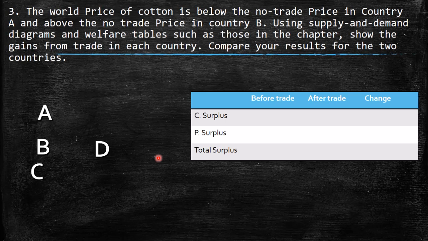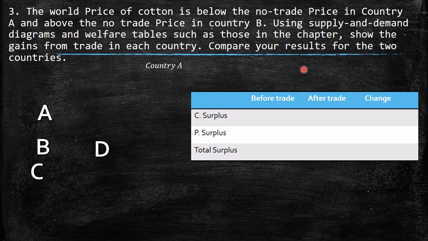Okay, the third point. Third, the world price of cotton is below the no-trade price in country A and above the no-trade price in country B. Naturally, we figure out fast that because the world price is below, it means importers, and the other one above means exporters. So A is going to be the importer and B is going to be the exporter. Using supply and demand diagrams and welfare tables such as those in the chapter, show the gains from trade in each country. Compare your results from the two countries.